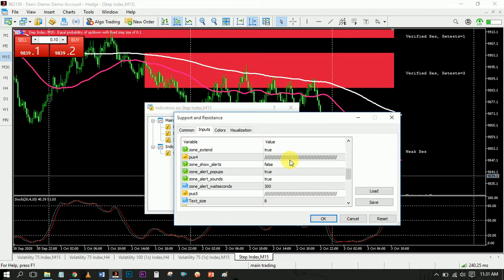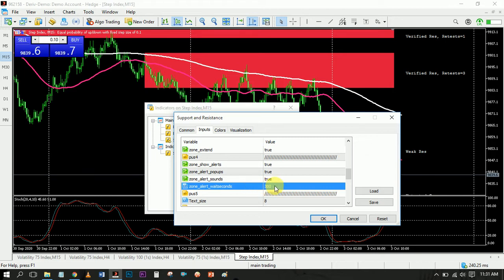Now another thing that you want to do is alerts. You could actually put on your alerts. That's when the market touches any of these levels, it will alert you. Then you can also use pop-ups, you can use sounds and make them true. Then you can also put a waiting time. That's 300 seconds, which is 60 divided by this, so that's 5 minutes. So this is a 5 minutes waiting alert.